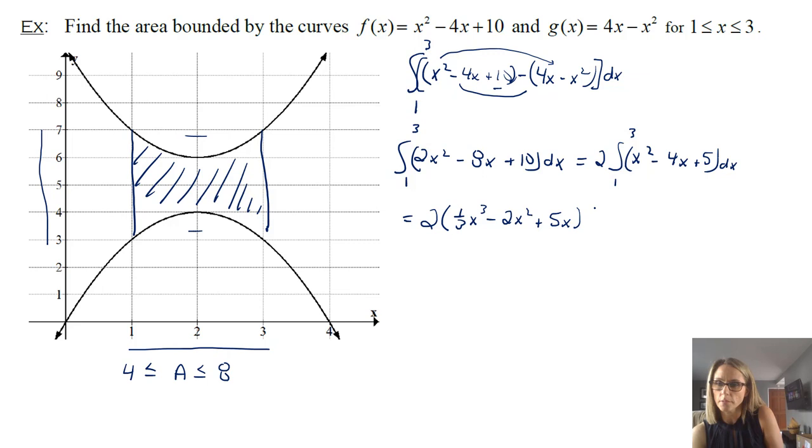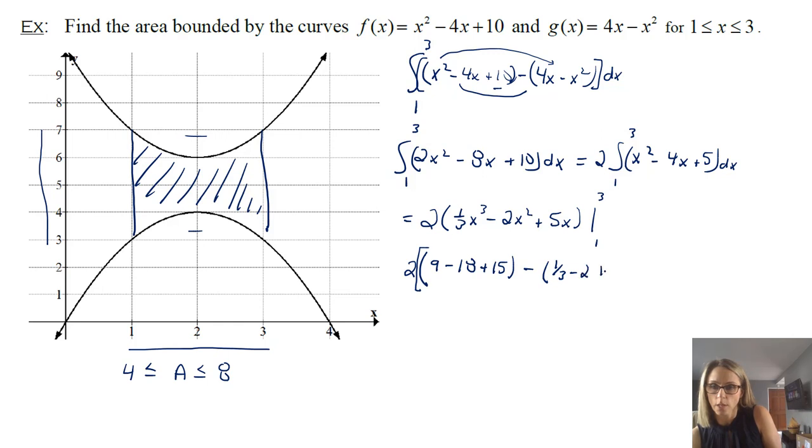Remember, you can always pause this and see if you can get the answer. And that's going to go from 1 to 3. And then all we have to do now is just evaluate. So now we're using the fundamental theorem of calculus part 2 here. We have our antiderivative, and we are filling in our a and our b. So when I put in 3, I'll get 3 cubed divided by 3, which is 9. And then I will get 9 times 2, which is 18. And then I'll add 15. Then I'm going to subtract what happens when we put in 1, which is 1/3 minus 2 plus 5.